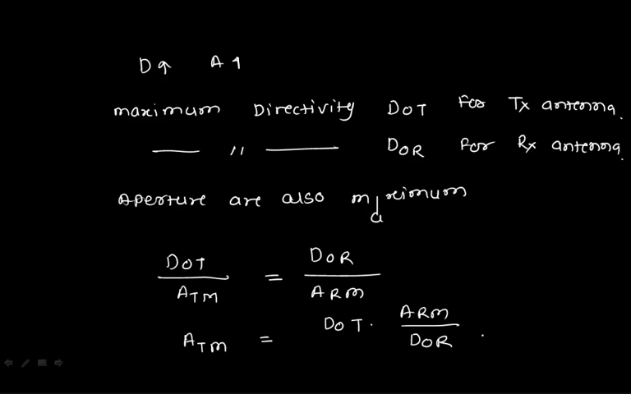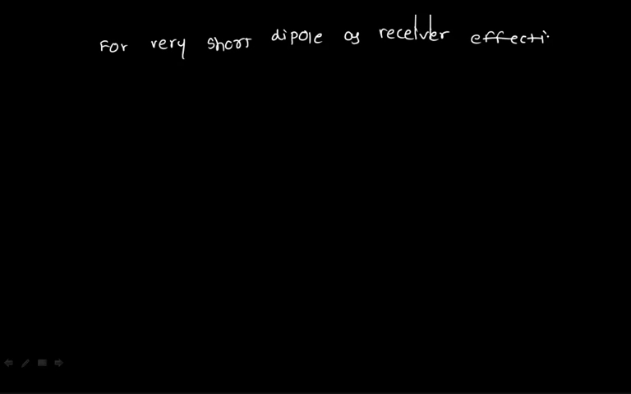So I'll take one example of a short dipole antenna. These things we are going to discuss in the next sessions. What do you mean by a short dipole antenna? For a very short dipole as a receiver, your effective aperture works as a receiver. So ARM is given by 3 by 8 pi into lambda square.